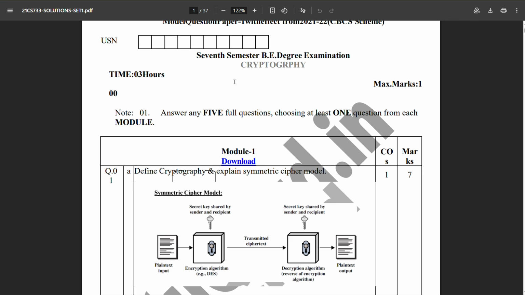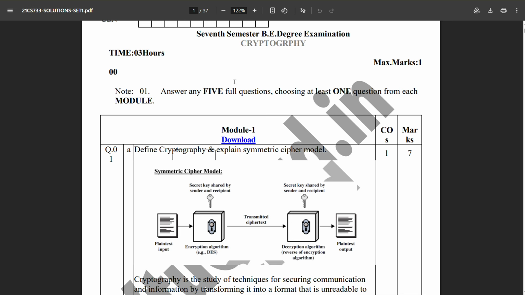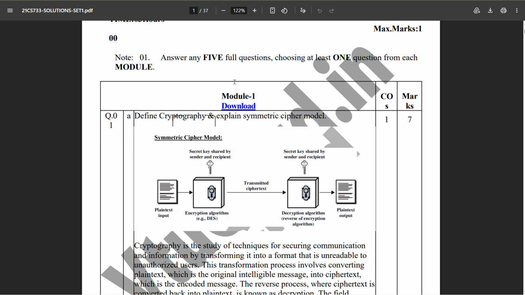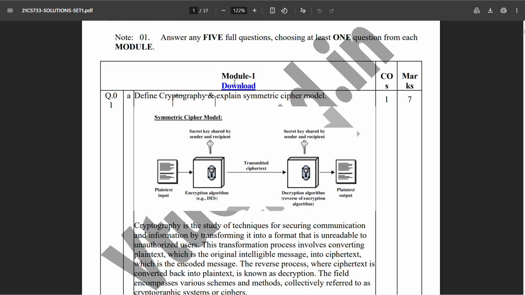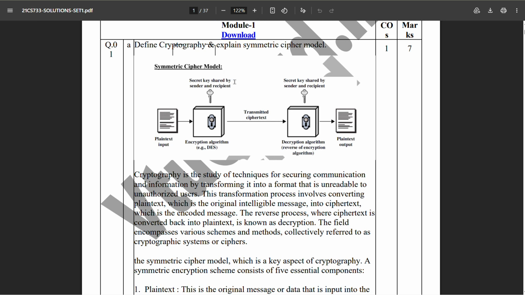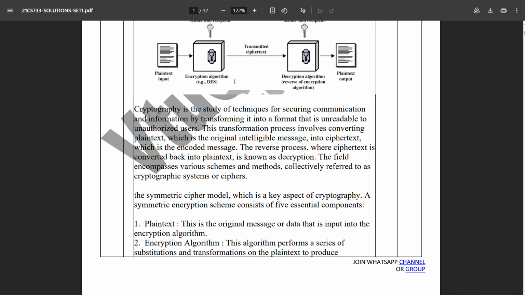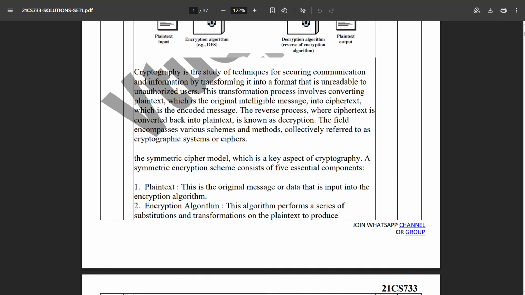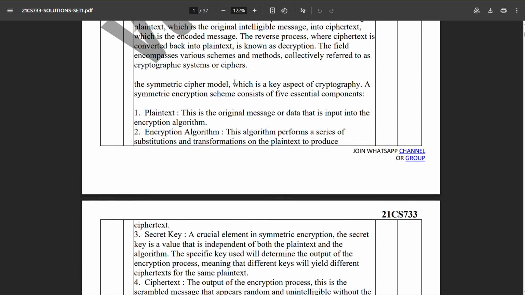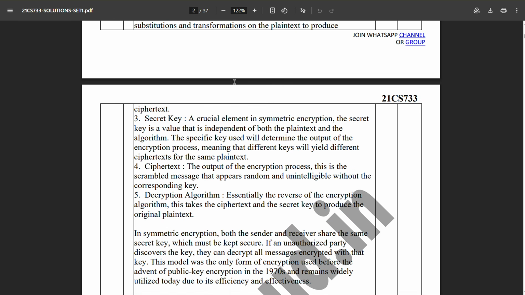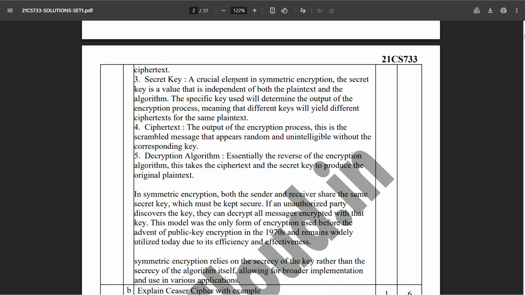Coming to module 1, the first question given is define cryptography and explain symmetric cipher model. In this you have to write the definition of cryptography and draw the block diagram of the symmetric cipher model and explain the terms which are included in it. The terms are plain text, encryption algorithm, secret key, ciphertext, decryption algorithm. If we explain this first, that is enough for this question.